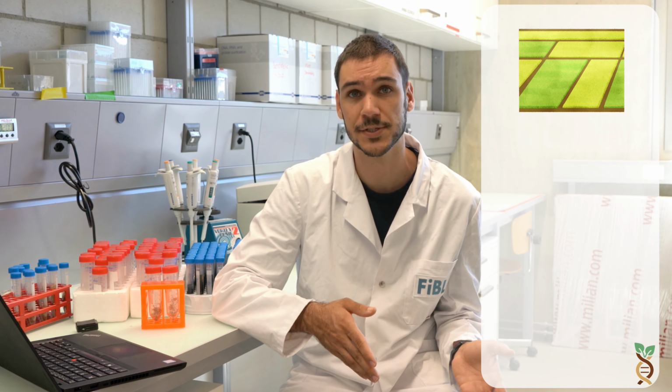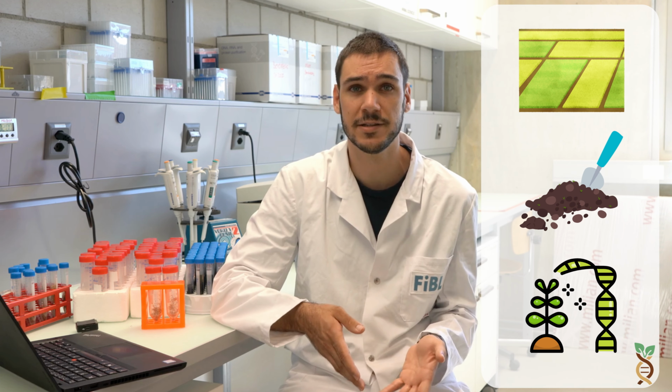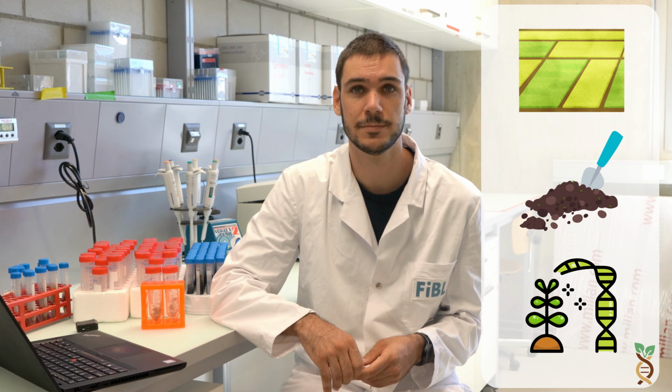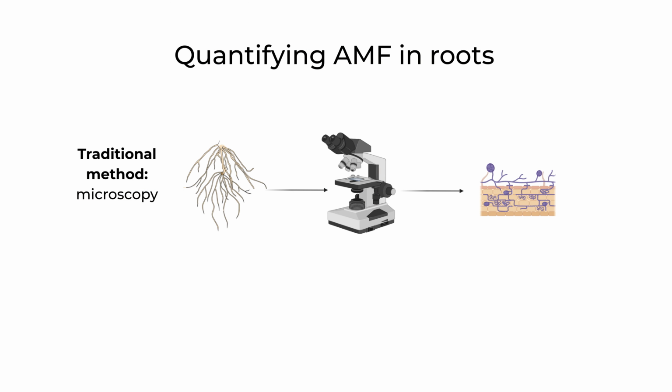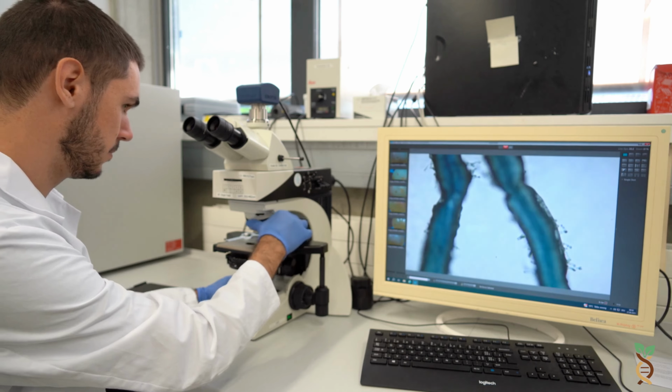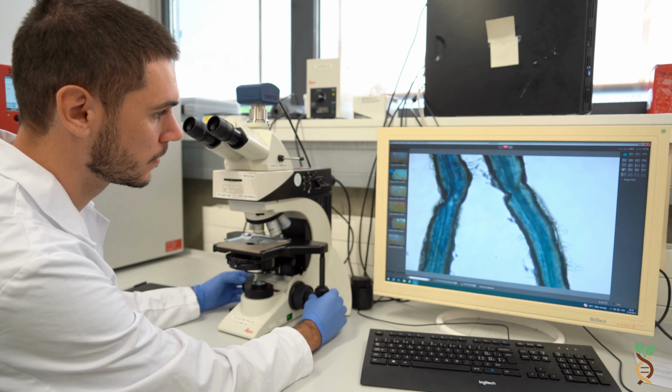Quantifying AMF in crop plants and assessing how they respond to factors like agricultural practices, soil conditions, and plant genetics is crucial, given their significant role in plant growth and health. The conventional method for AMF quantification is microscopy, which involves staining the roots and meticulous observation under a microscope. This is time-consuming and subjective because results depend on the observer's skills and experience.